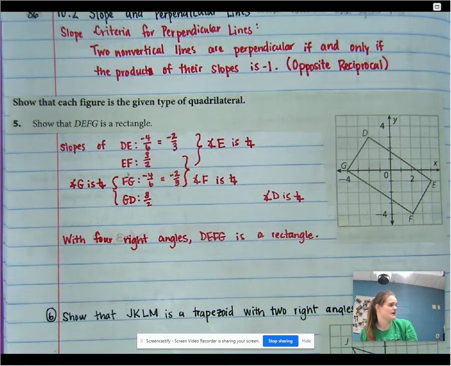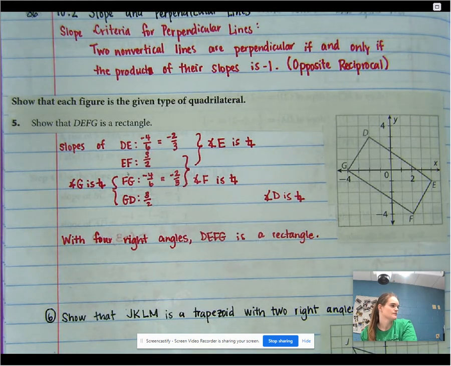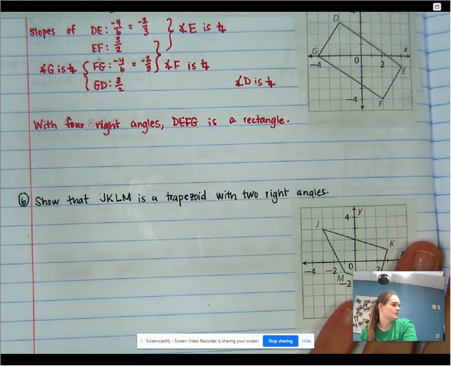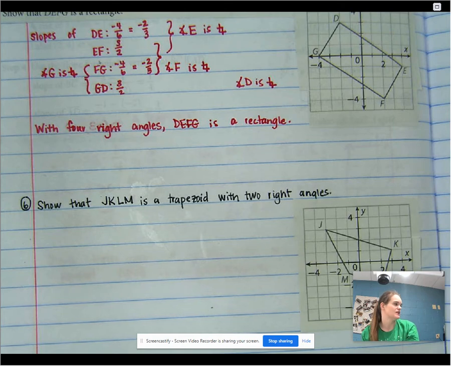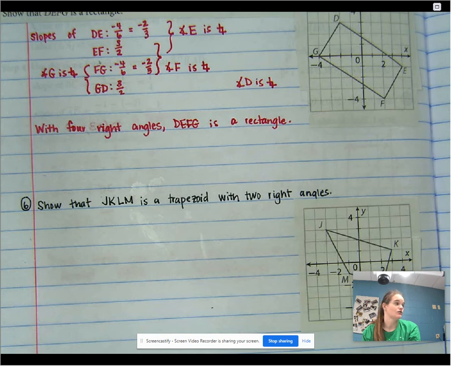You are proving it based on the definition. Let's look at number 6. I want you to pause the video and try it. Think about the definition. Show that JKLM is a trapezoid, meaning you need one pair of parallel sides, same slope, with 2 right angles. You have to prove that 2 of the angles are right.